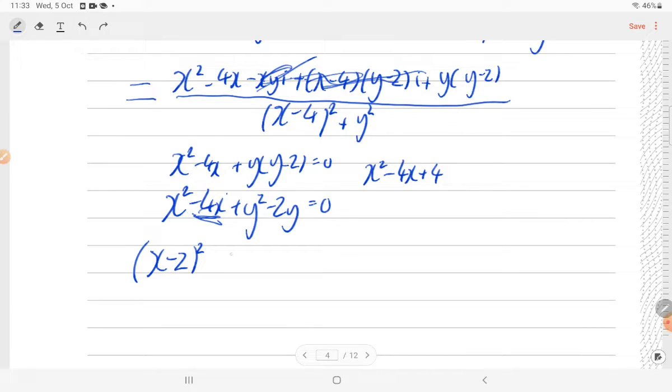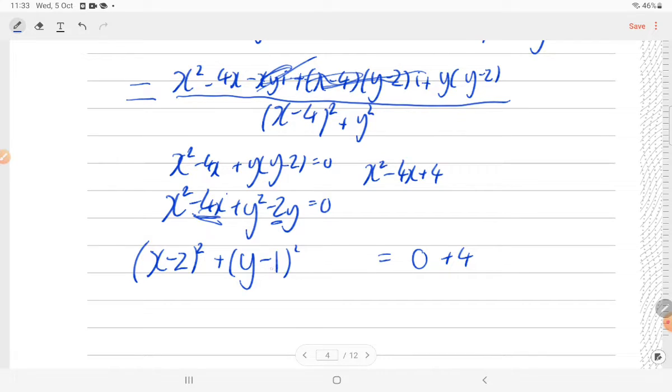So we will add 4 on. Oh no, we want to add 4 on both sides. So let's just add on this side. And half of negative 2 is 1. So (y take away 1) all squared.